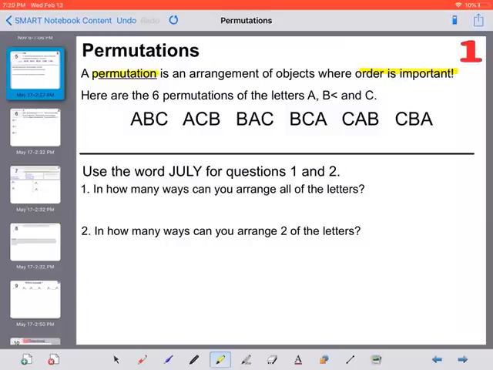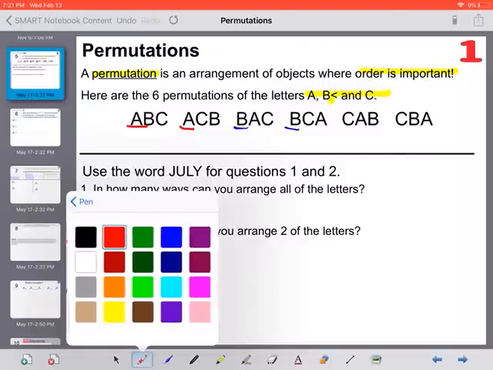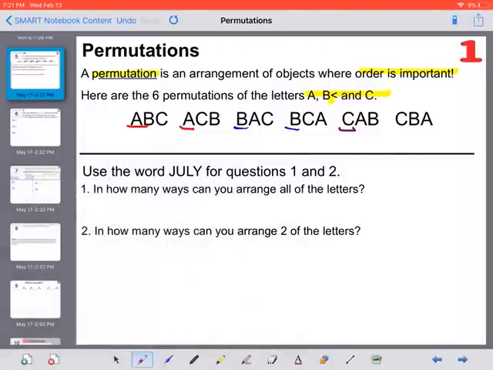So here are the 6 permutations, or six different specific orders that we can put the letters A, B, and C. Oops, this is supposed to be a comma. A, B, and C. So we could start with A, and we could go B, C. We could start with A and go C, B. And then we could start with B and go A, C, and B, C, A. And then finally, we could start with C and have A, B and C and have B, A.